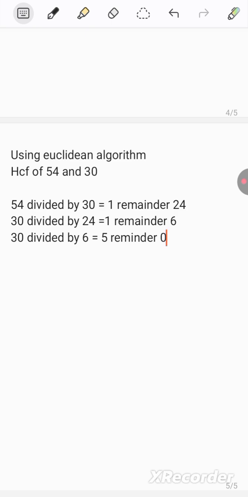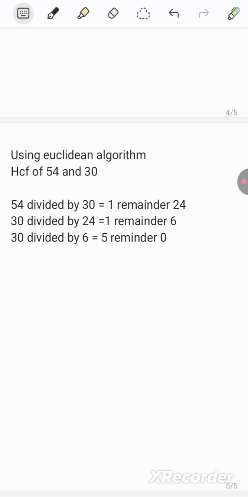Therefore, using the Euclidean algorithm, we can see that the remainder before the remainder of 0 is 6. That is, the second to last remainder would be the HCF of 54 and 30, which is 6. Therefore, the HCF of 54 and 30 is equal to 6. Remember, 54 divided by 30, that is the largest divided by the smallest.